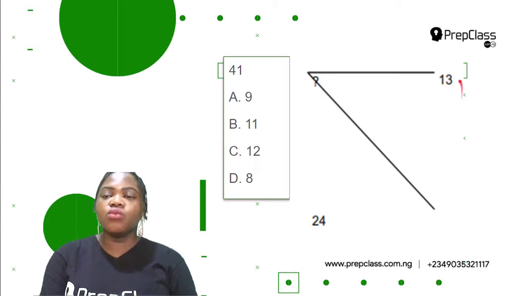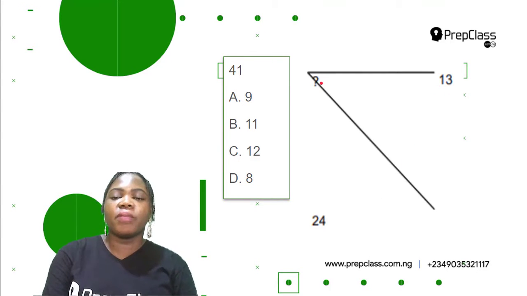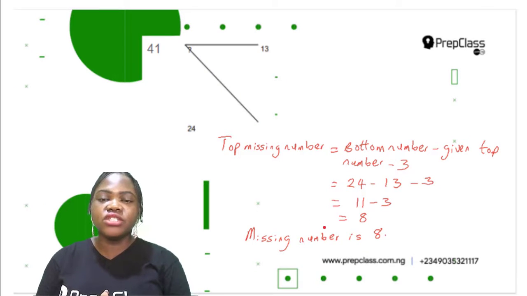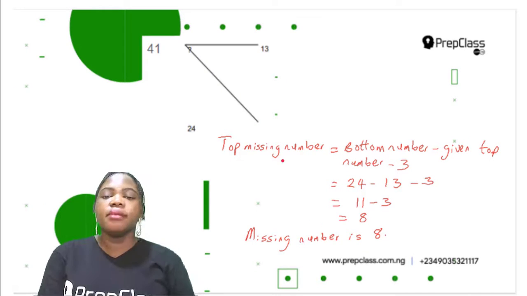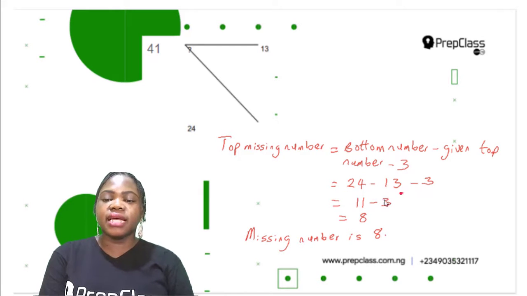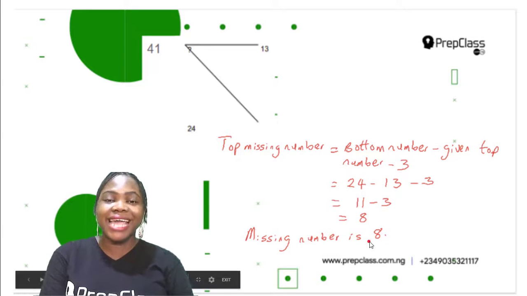So we are given only one of the top numbers. The second top number is not given. Then the bottom number is given. Okay, so how do we do this? All right, so missing top number equals bottom number minus given top number minus 3. The bottom number is 24 minus the given top number, which is 13, minus 3. 24 minus 13 is 11, then minus 3. 11 minus 3 is 8. So the missing number is 8.